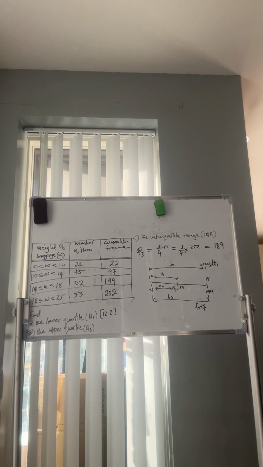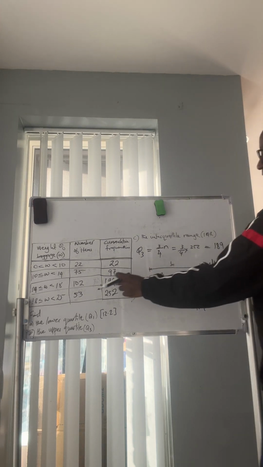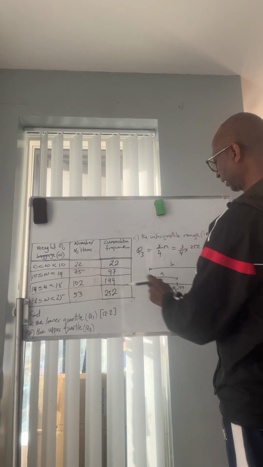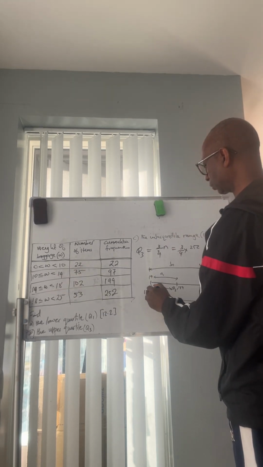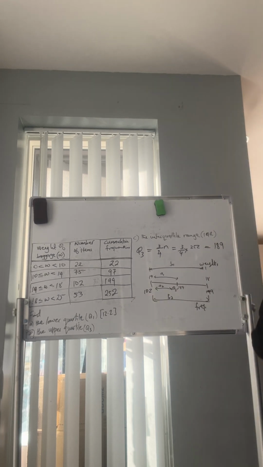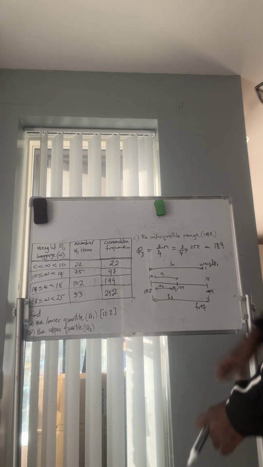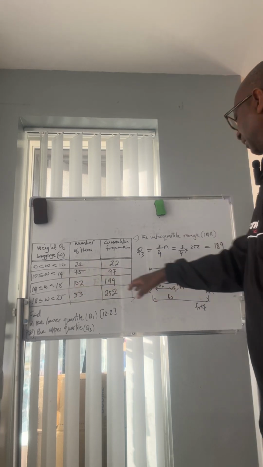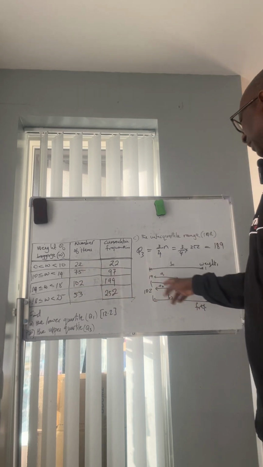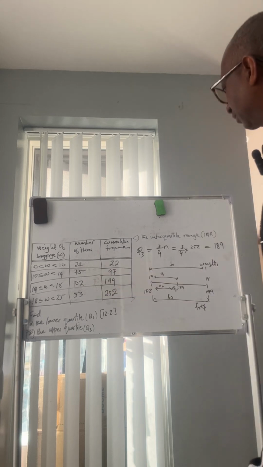Sorry, it's false here. It's 102. So it's 102 to 199. We said it's 189, and this is 199. So 189 is in this category here.